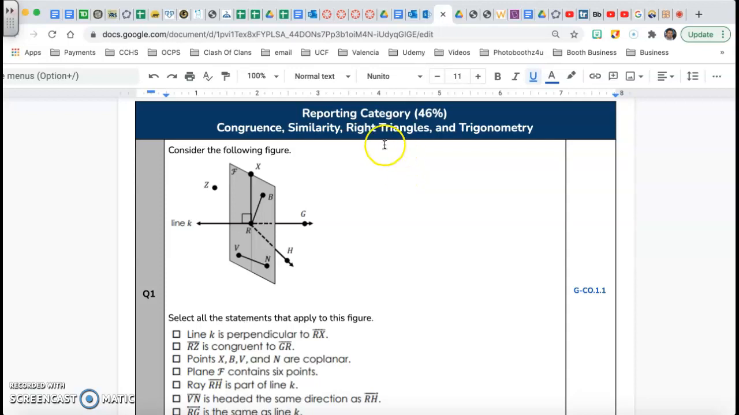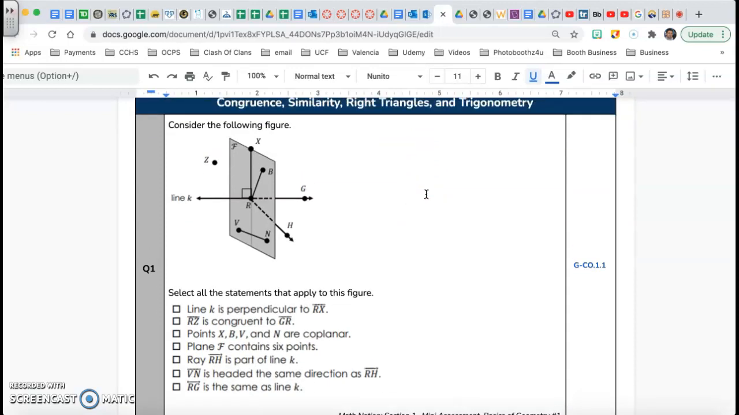So if you're strong at this category, with just this category and a few more questions, maybe heading to 60%, you're able to pass the EOC, and you're done. So we want to pay attention to this. Almost half of the exam is about this category. All right, let's start.